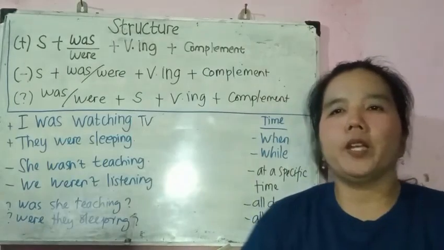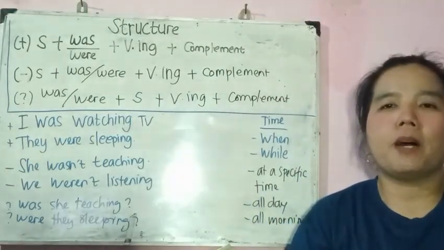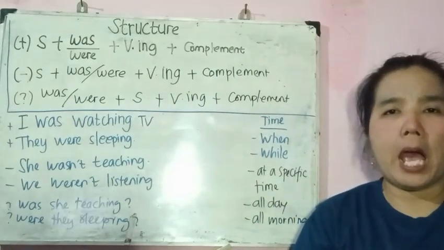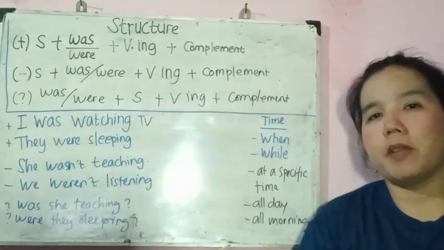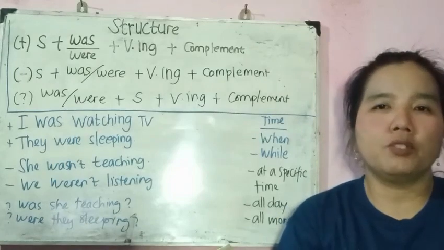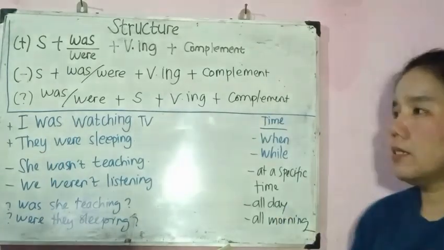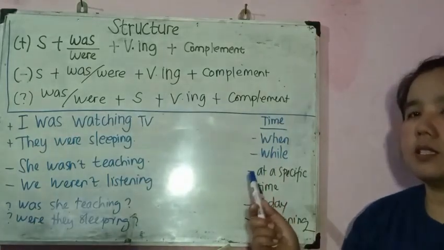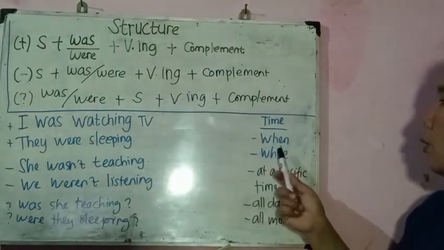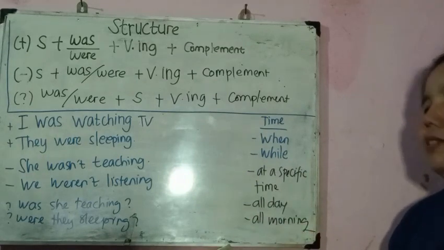Now I will explain the past continuous tense. This tense is used to talk about actions that were happening at a certain time in the past. Let's learn how to use it, how to form the sentence, and how to avoid common mistakes. Time expressions in past continuous tense are when, while, at a specific time, all day, all morning.